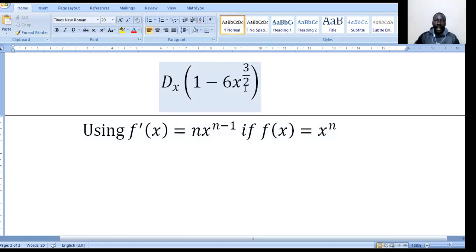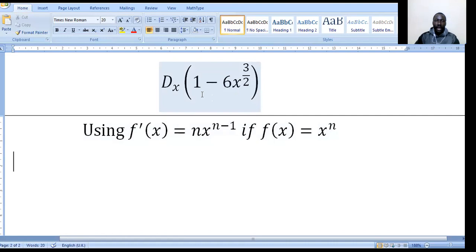Okay, so if this is what we are dealing with, then we need to identify n, because that is what is used a lot in this case. We need to know what n is in this case. Now notice that we will have to differentiate one, then later also differentiate this other one. But the derivative of a constant is 0.